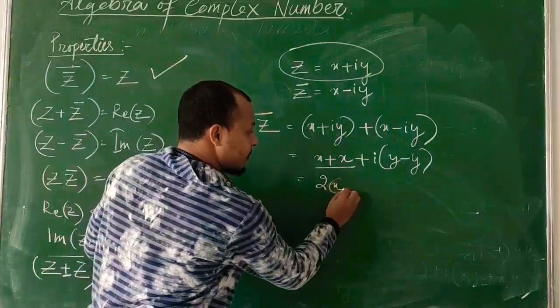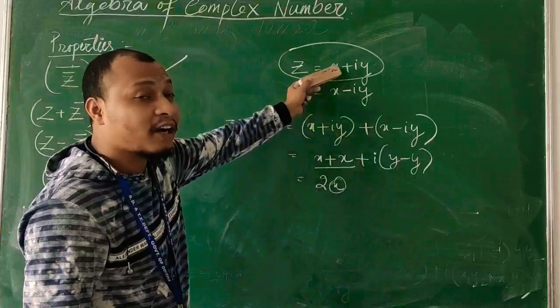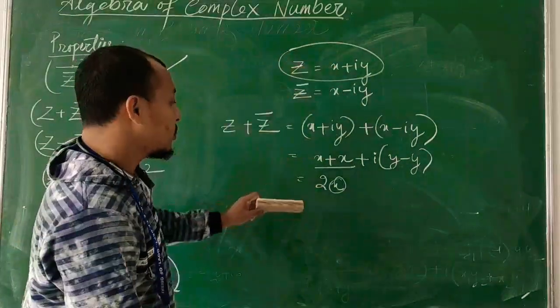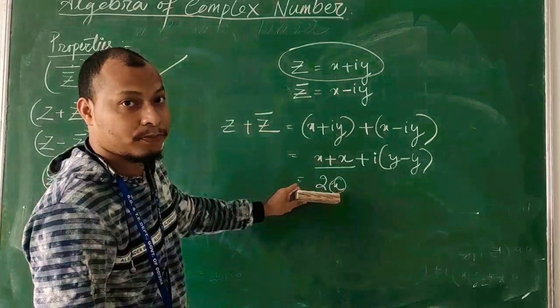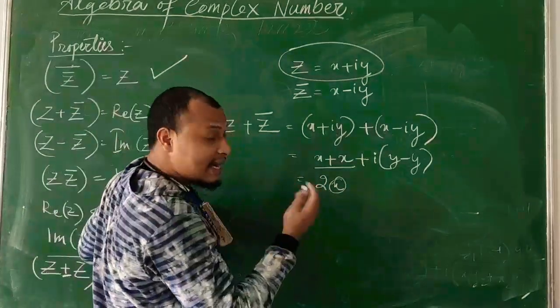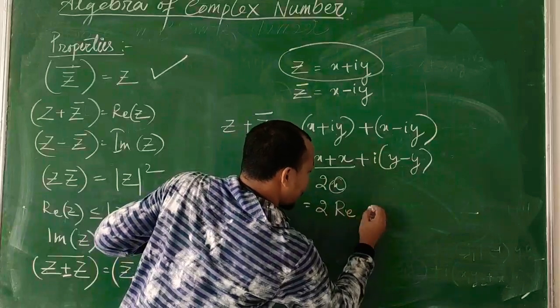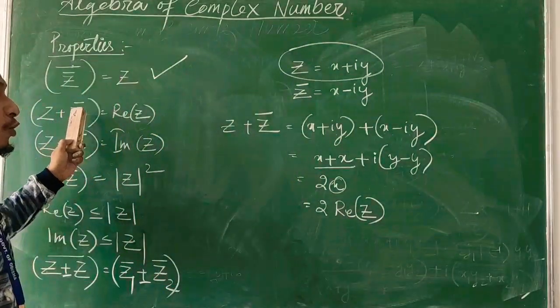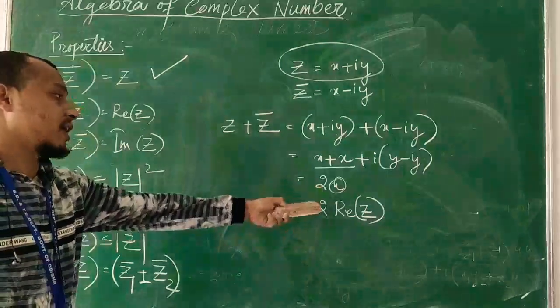x plus x is equal to 2x. So what is x exactly? x is nothing but the real part of z. The real part of z is equal to x, so we can write it like this also. Now we have proved this one: z plus z conjugate is equal to 2 into the real part of z.